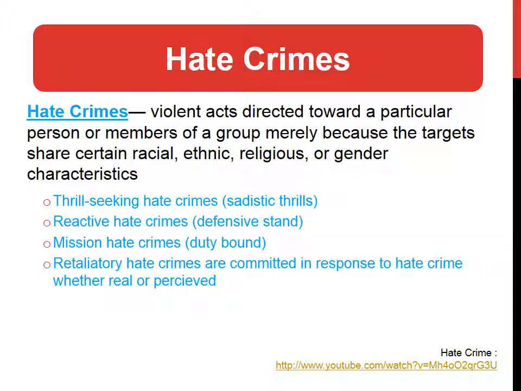Or hate crimes can also be retaliatory in nature when they are committed in response to a hate crime that they themselves have been targeted of. And now the hate crime that they themselves have been targeted of could either be real or a perceived one. Watch the video by clicking on the link here to look at an example of hate crime and its impact on the individual and the society around him.